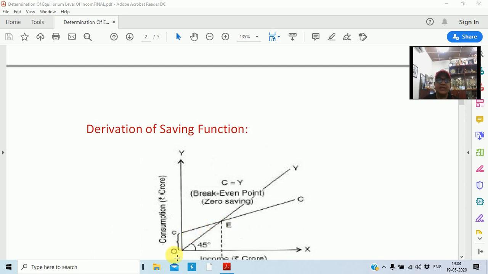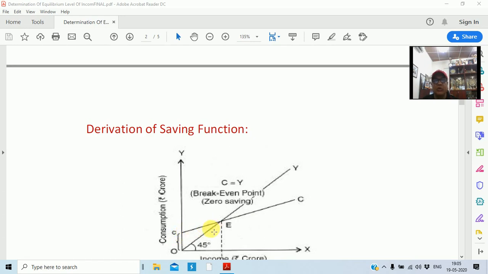What it says is, even if income is 0, consumption can't be 0. That's why it starts from a point on the y-axis. As income increases, consumption also increases. That's why it is upward sloping. And why is it a straight line? Because its slope is determined by MPC, which remains constant. Right? This is your consumption function. It starts from a point on the y-axis.